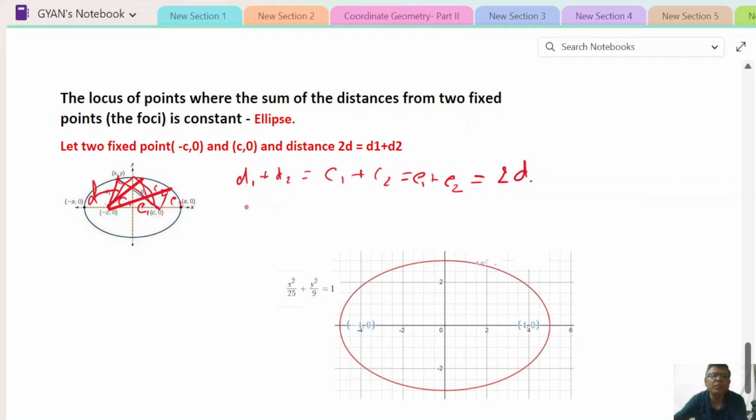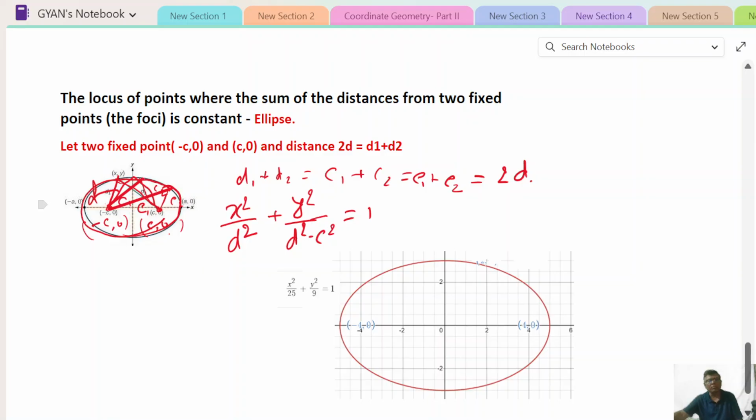So the equation of the ellipse will be x square by d square plus y square by (d square minus c square) is equal to 1. What is c? These two fixed points are (minus c, 0) and (c, 0). All those points you connect, you will get the ellipse. So how do you get that? So do you understand the locus?